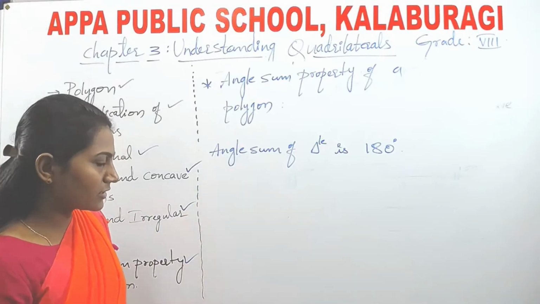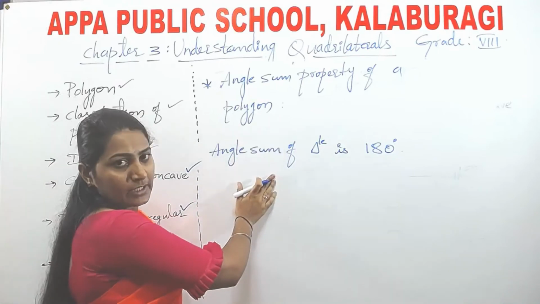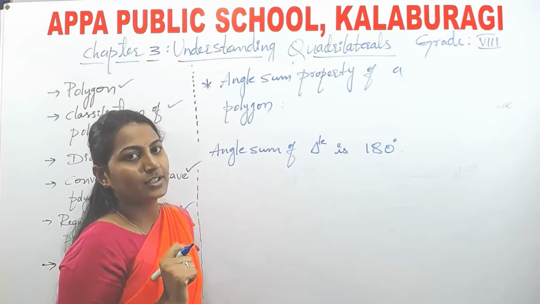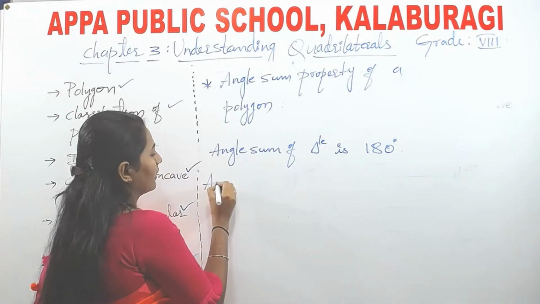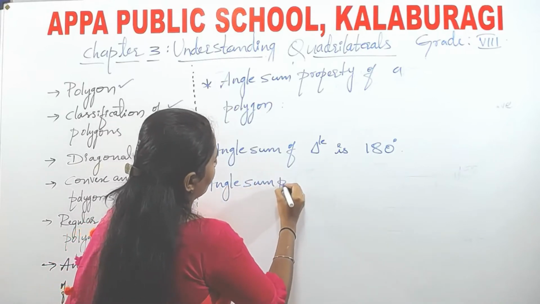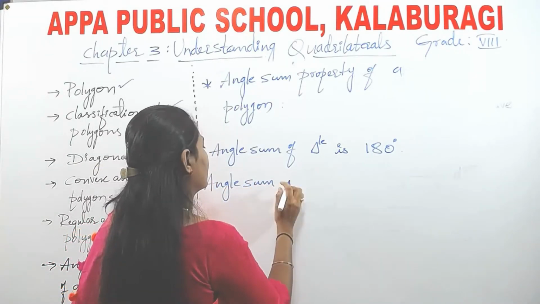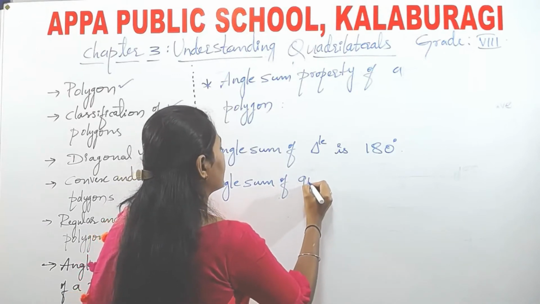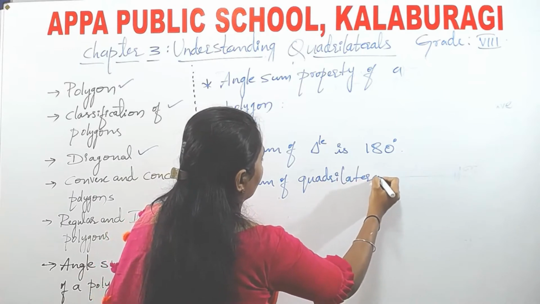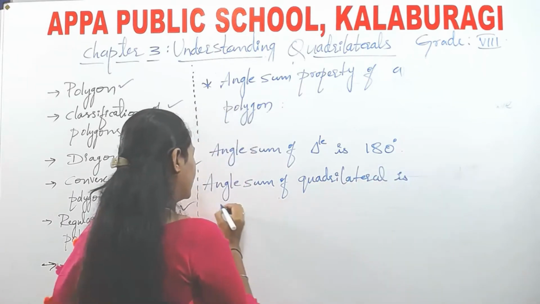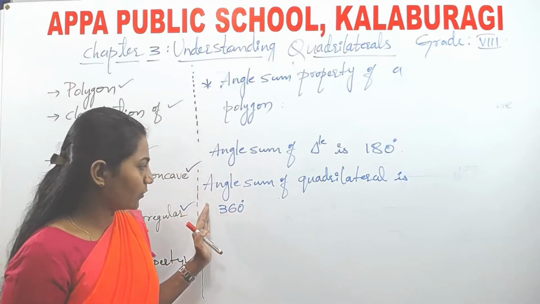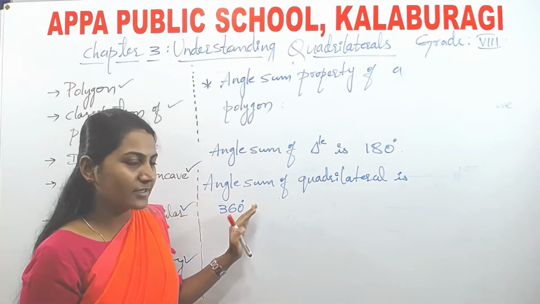Okay, so now let us see. To prove this property, I say that the angle sum property of a quadrilateral is 360 degrees. Let me write it. Angle sum of a quadrilateral is 360 degrees. So how is that 360 degrees? Let us see now.